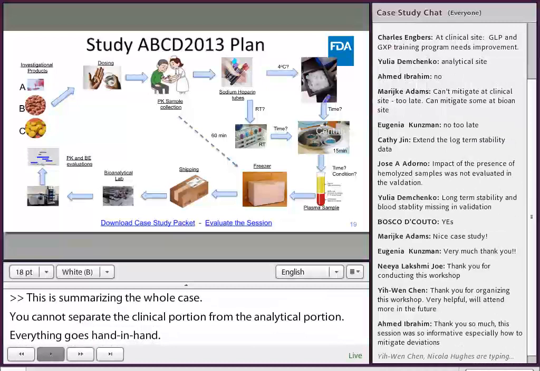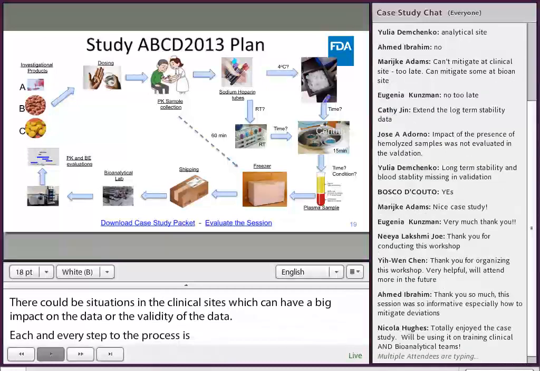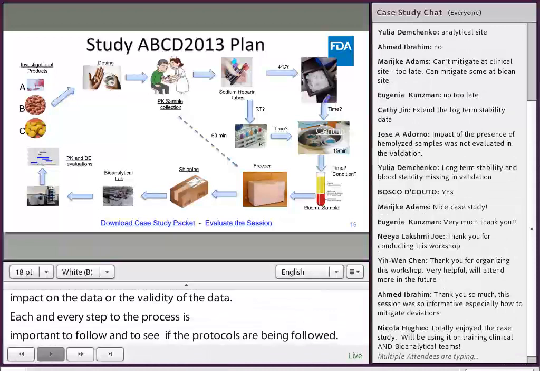So each and every step through the process is important to follow and to see if the set protocols are being followed. So what you have seen here is the study has demonstrated that from dosing to analysis, each and every step has to be followed and all the required documentation has to be kept so that we can go back and reconstruct the study.